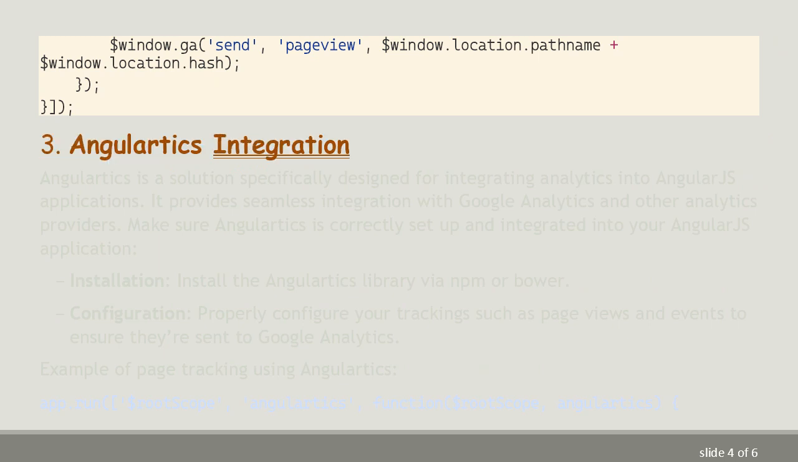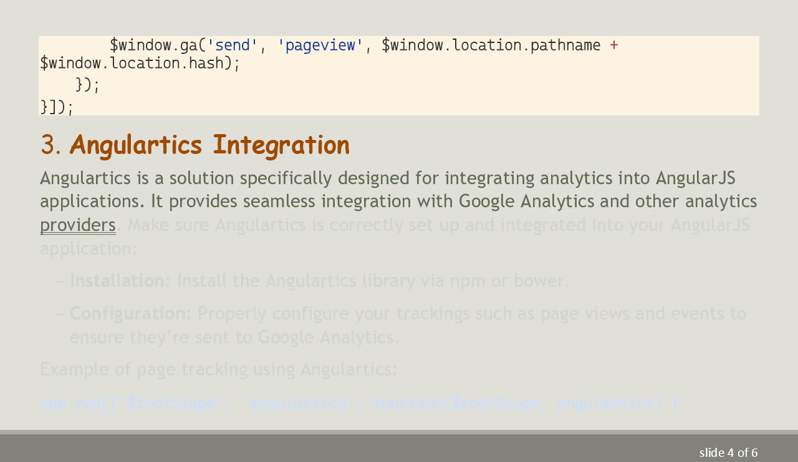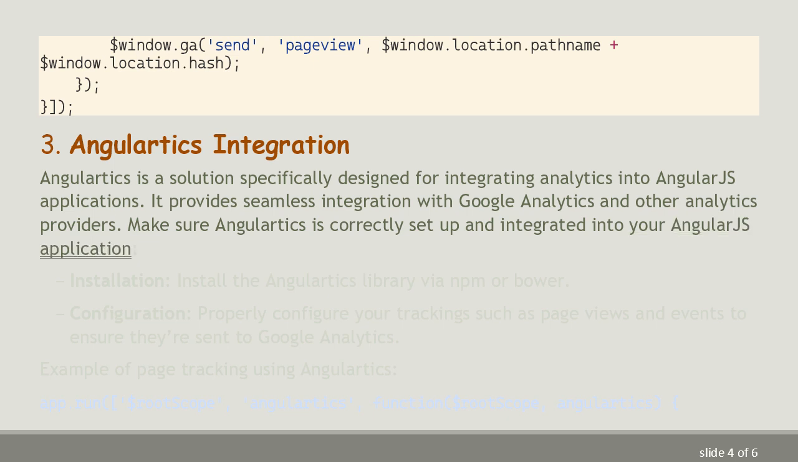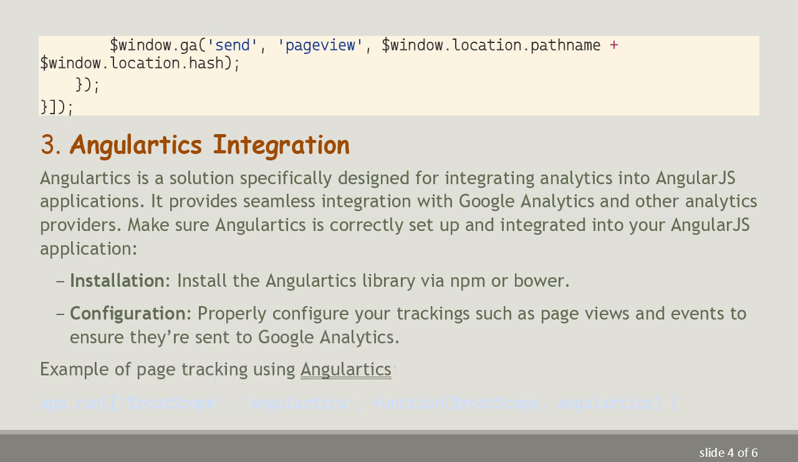3. Angulartics integration. Angulartics is a solution specifically designed for integrating analytics into AngularJS applications. It provides seamless integration with Google Analytics and other analytics providers. Make sure it is correctly set up and integrated into your AngularJS application. Installation. Install the library via npm or bower. Configuration. Properly configure your tracking, such as page views and events, to ensure they're sent to Google Analytics. Example of page tracking using Angulartics.